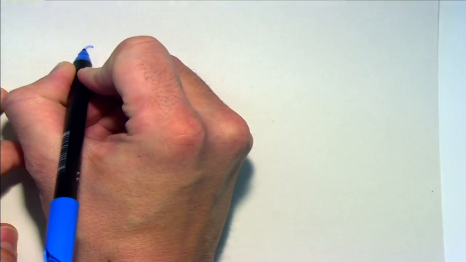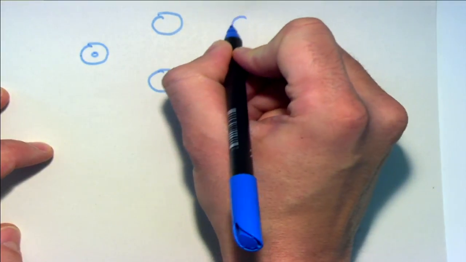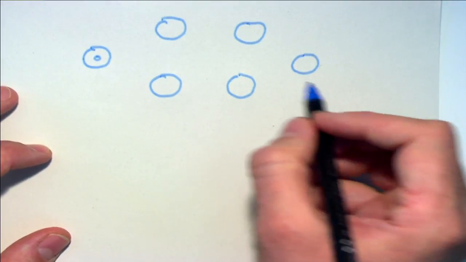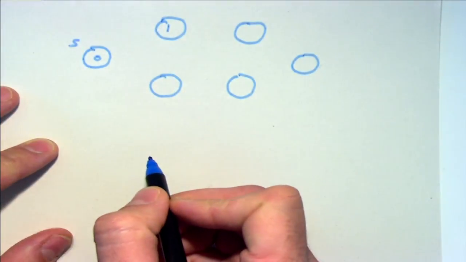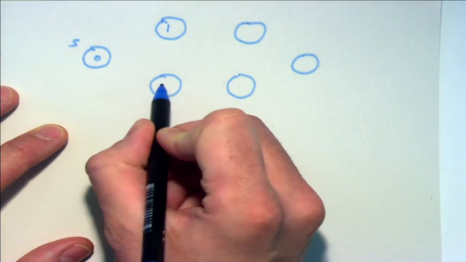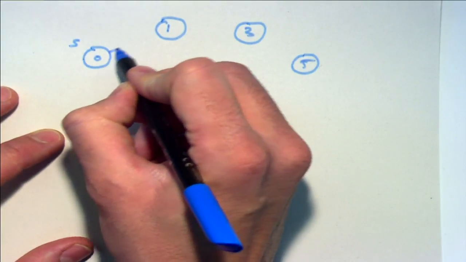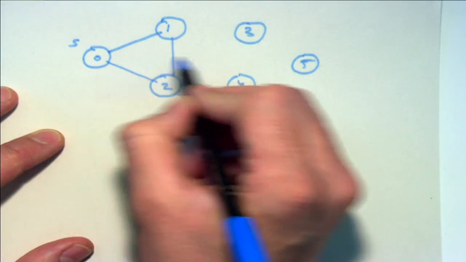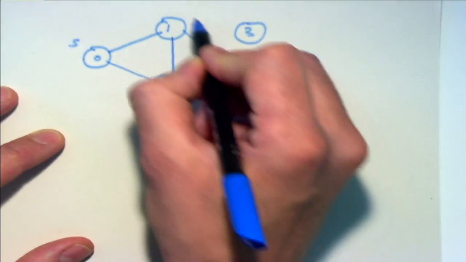So let's draw a graph. Each of these is a different vertex node. This is 0, that actually is going to be your source. This is vertex 1, 2, 3, 4, and 5. And then we have some edges between these vertices. So for example, something like this.